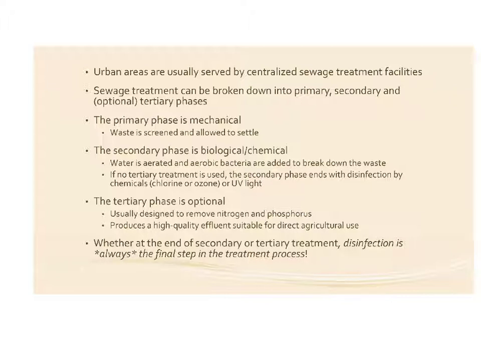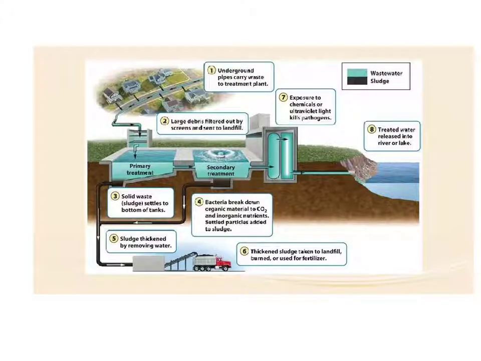So here's a key: whether at the end of secondary or tertiary treatment, disinfection, whether that's with chlorine, ozone, or ultraviolet light, is always the final step in the treatment process. If your wastewater treatment plant only has 2 phases, primary and secondary, then disinfection happens at the end of secondary. If your wastewater treatment plant has 3 phases, primary, secondary, and tertiary, then disinfection will happen at the end of the tertiary phase. So let's look at the steps so you can envision them a little bit more.